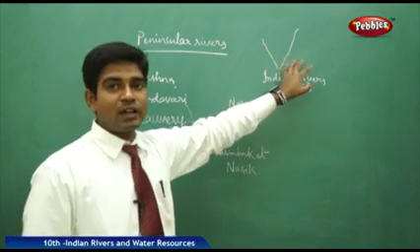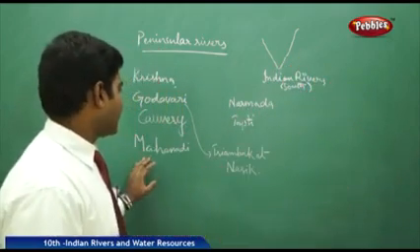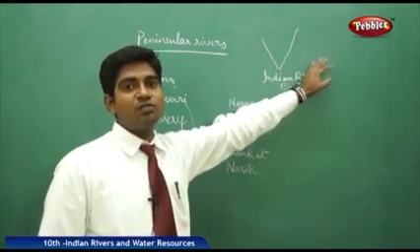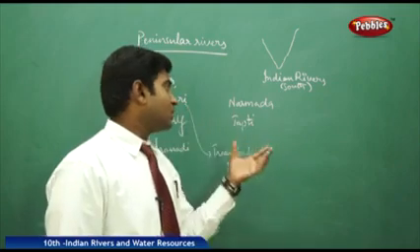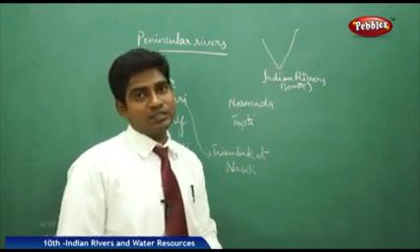Kaveri originates in the Karnataka region, flows towards the Tamil Nadu borders and then falls into the Bay of Bengal. And Mahanadi starts from the Orissa region, flows eastward and falls into the Bay of Bengal. Only two rivers, Narmada and Tapati, flow westward and fall into the Arabian Sea.